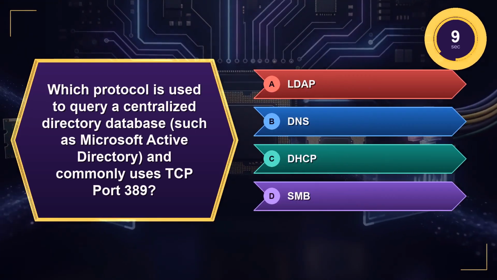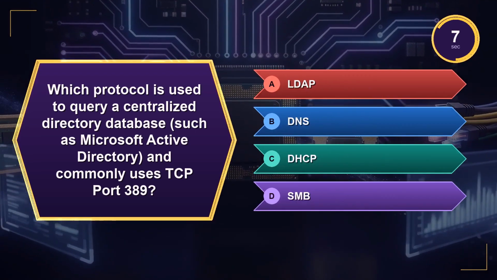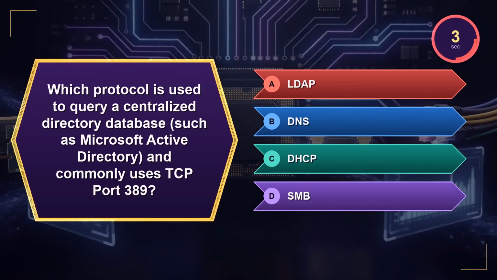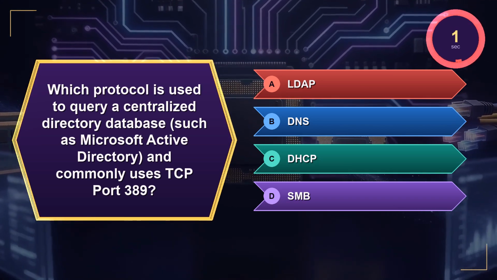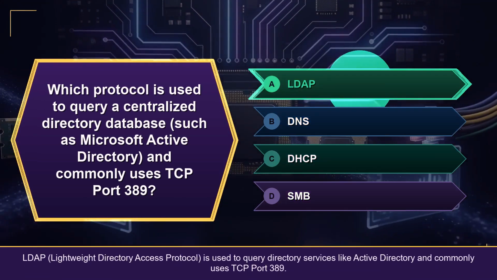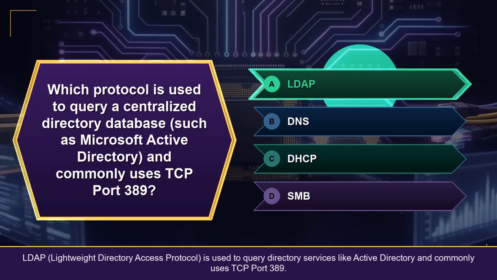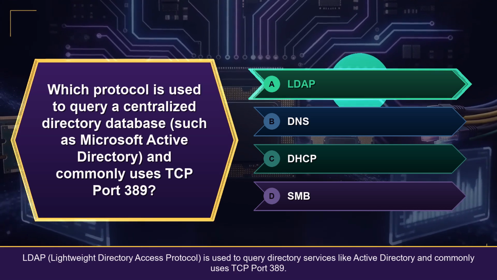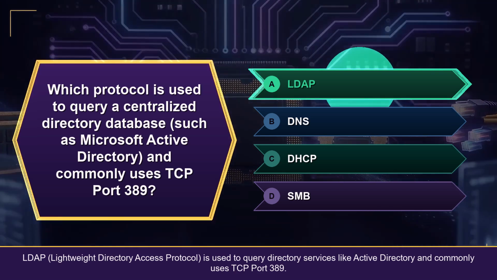Which protocol is used to query a centralized directory database, such as Microsoft Active Directory, and commonly uses TCP port 389? LDAP, Lightweight Directory Access Protocol, is used to query directory services like Active Directory and commonly uses TCP port 389.